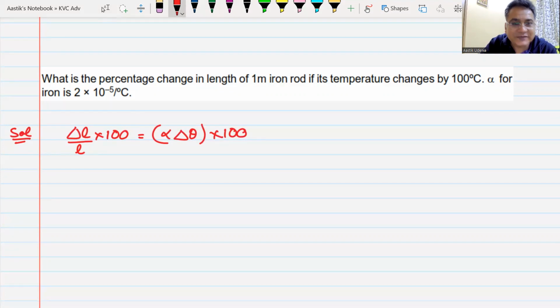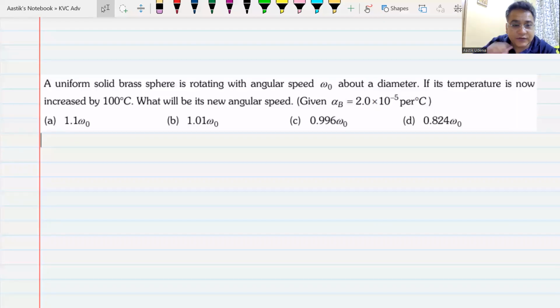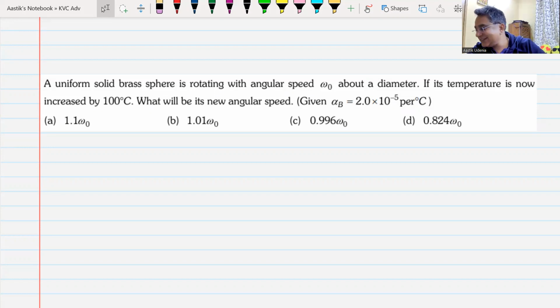Then this question comes, an interesting one that shall remind you of what we had done some classes before. Take a deep breath, and if you can solve this question, congratulations. A uniform solid sphere is rotating with an angular velocity omega about a diameter. The temperature is now increased by 100 degrees. What is the new angular speed? Take your time. You can solve this question. Well done. Option C is the correct answer. Well done. How did you get it? That is more important than anything else.